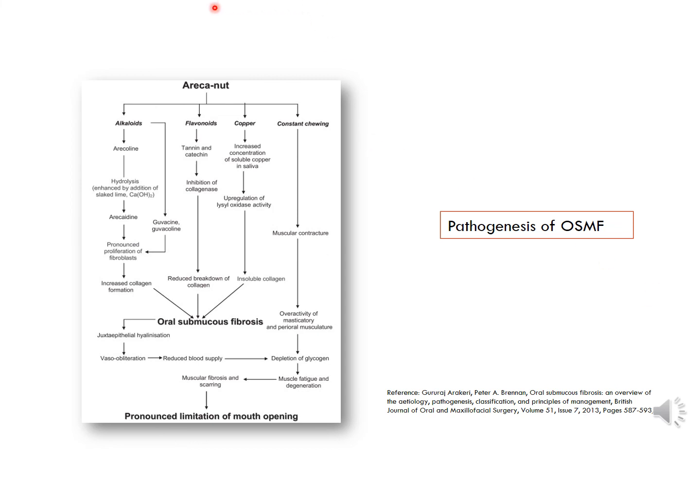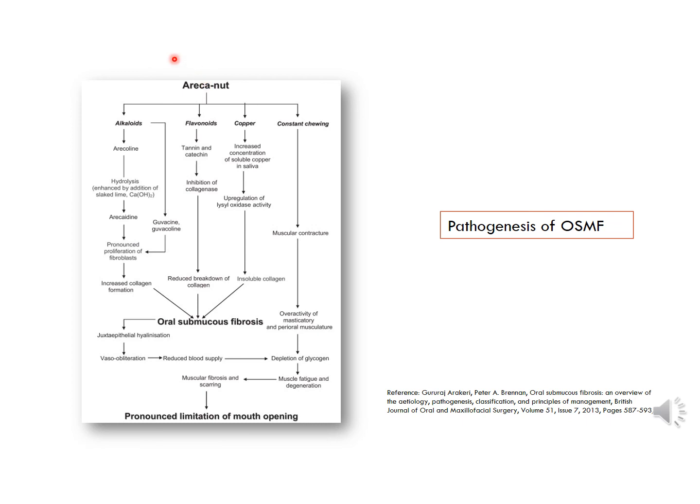Number one, at the outset, areca nut has been identified as the carcinogen. It is recognized by WHO as a carcinogen, and when the patient chews this areca nut and it mixes with saliva, it interacts and produces alkaloids, flavonoids, copper, which is present in the gutka, and the fourth component, which is constant chewing that takes place, that leads to this transformation. So we'll look at it one by one.